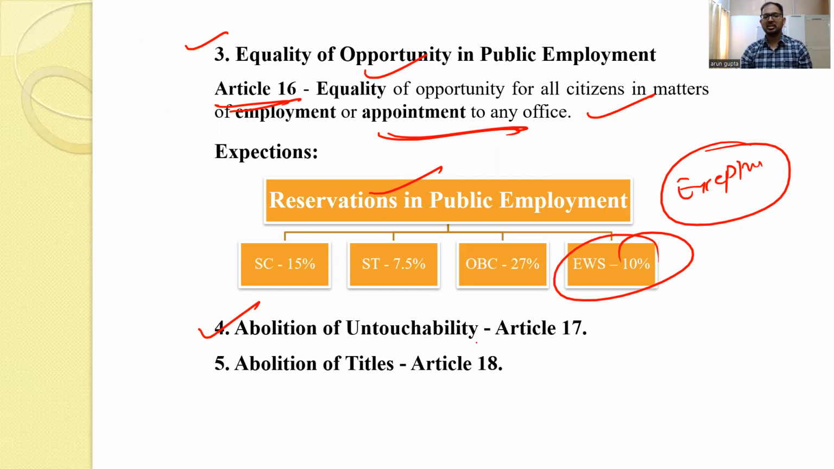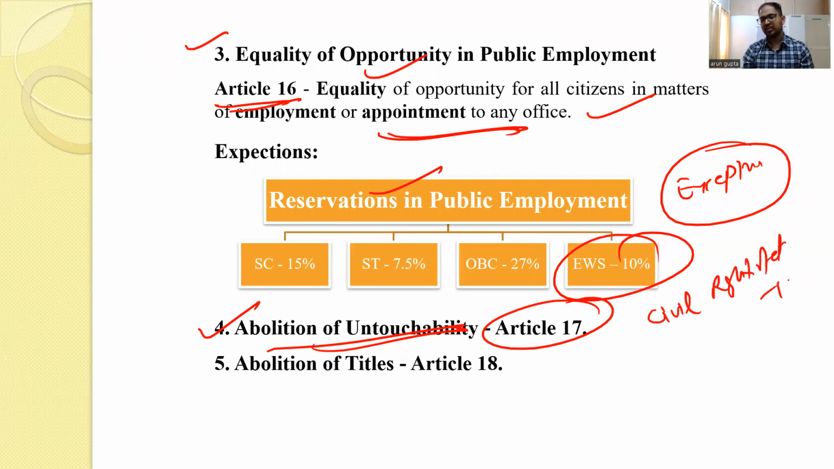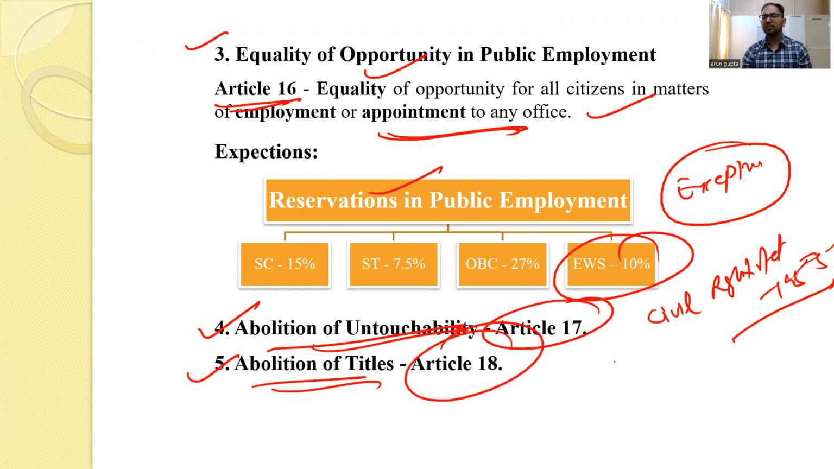Then Article 17 states there is abolition of untouchability. That means, although untouchability is not defined in the Constitution, there are various acts enacted by the Parliament, including the Civil Rights Act 1955, the SC/STs Atrocities Act, etc. These are enacted to abolish untouchability in India. And then Article 18 is the abolition of titles.